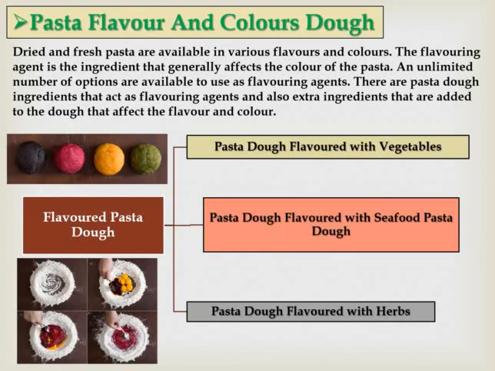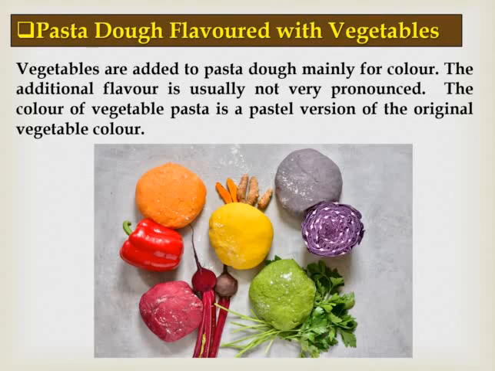Next is pasta with herbs. Herbs are also an important part of Italian cuisine and European cuisine. So different types of herbs are also used to prepare herb-based pasta dough. Okay, first one is flavor pasta. In flavor pasta, the color is natural, extracted from different types of vegetables, and gives a certain taste and texture to this type of pasta.